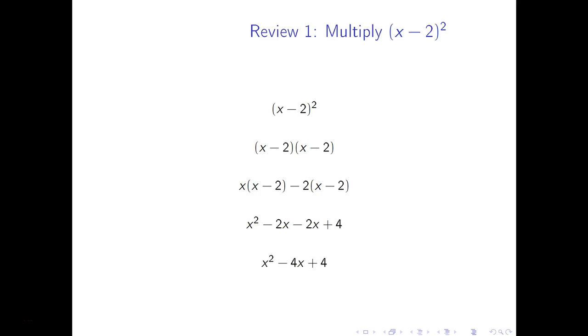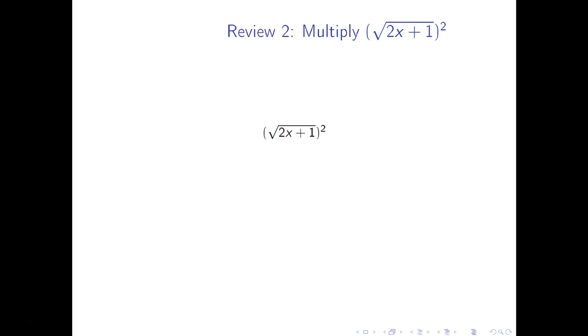All right, now with that in mind, I want you now to square this. Go ahead. Again, you can rewrite it, or you can remember that a square root is actually something to the 1/2 power, which means I'd multiply these exponents, which would give me 1, so it's just 2x plus 1.